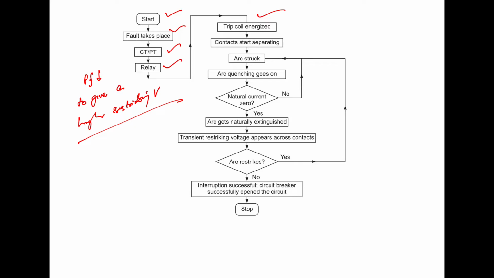So after the brief delay, which is a function of the time constant of the coil and the other thing, the moment of inertia of the mechanism.